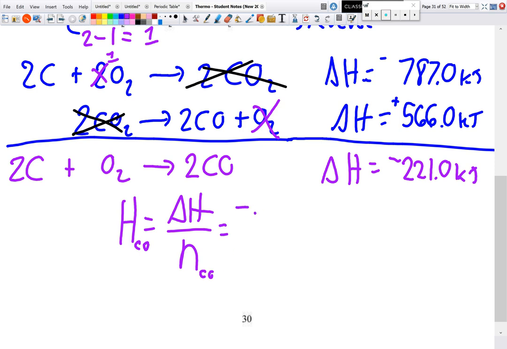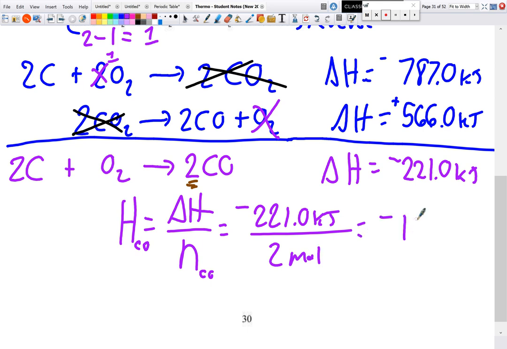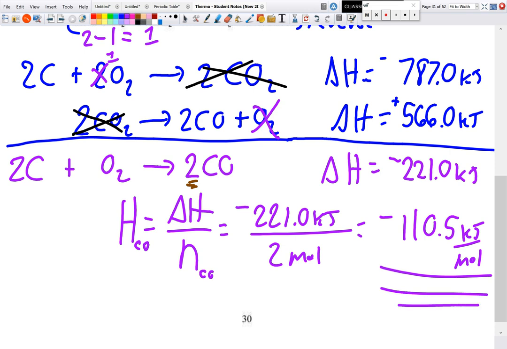So that means I take my negative 221.0 kilojoules, and I divide by the coefficient in front of CO, which is 2 moles. And we're left with negative 110.5 kilojoules per mole. And that is my final answer, because I know I have the correct units. So that, of course, is Hess's law.